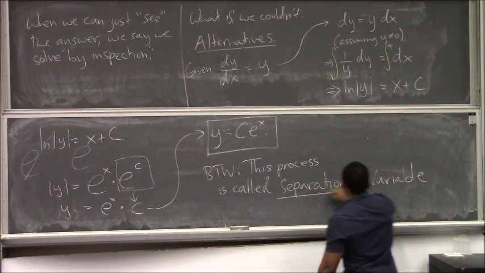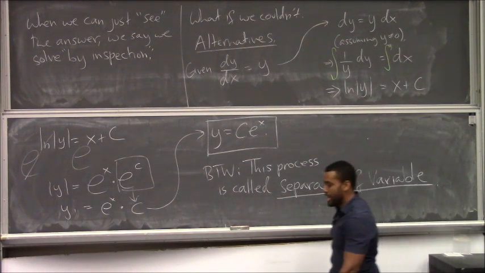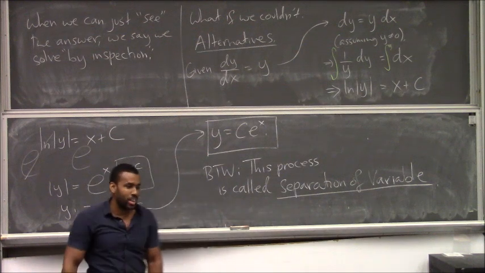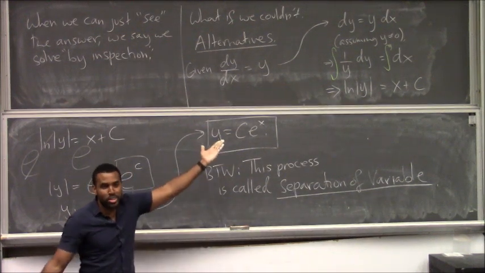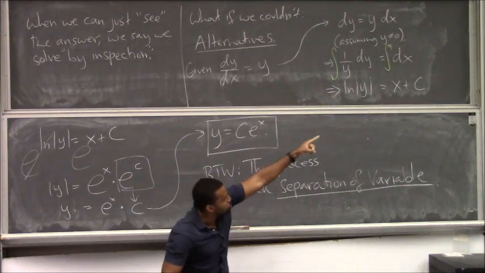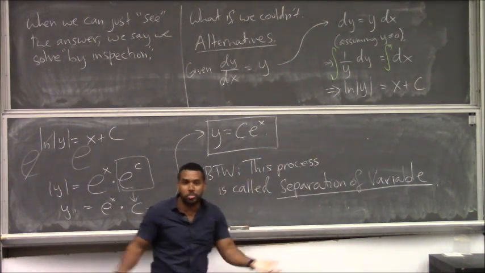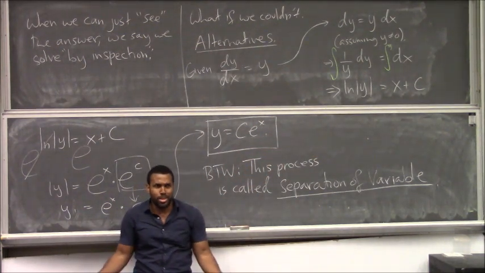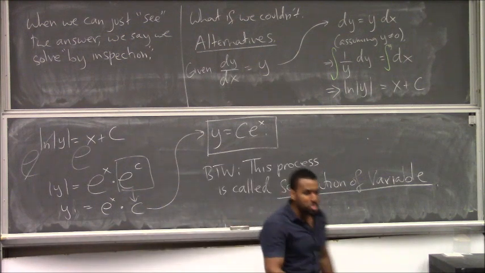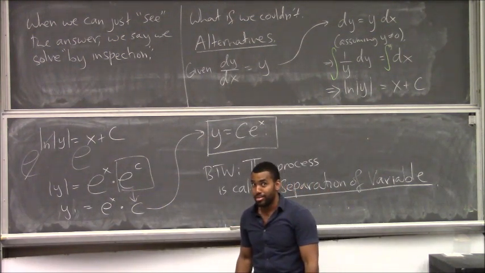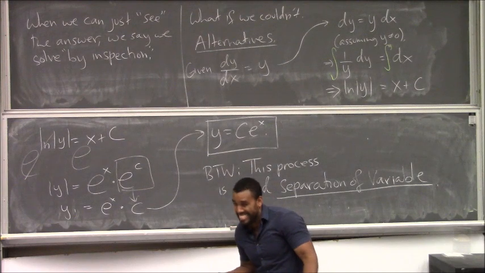Again, keeping up the tradition of math people not being able to name things in a creative way, because we separated the variables. Right? We put all x's on one side, all y's on the other side. We separated the variables. What do you call it? Separation of variables. This term is fundamental to calculus. What do we call it? Fundamental theorem of calculus.